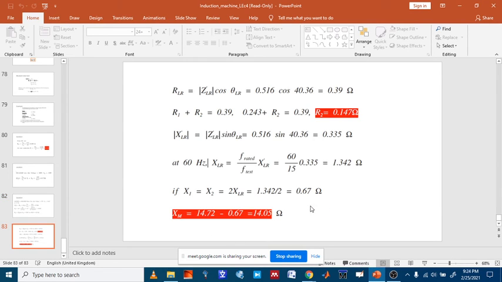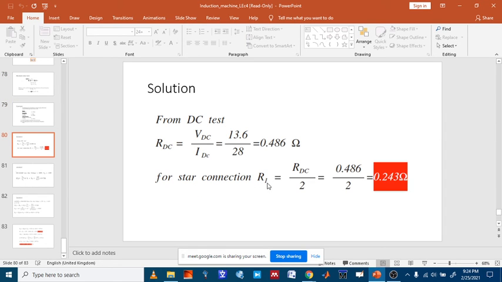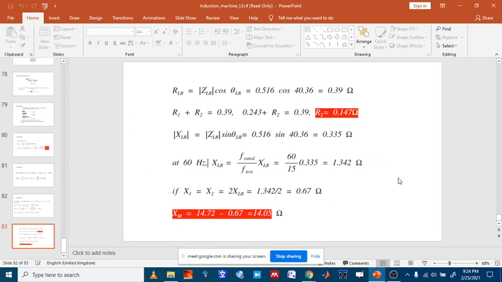Bear in mind that RLR is equal to R1 plus R2, which is equal to 0.39. We were able to calculate R1 from the DC test. The DC test calculated R1 to be RDC over 2, given as 0.43. So we know R1 already. We now know the RLR, so do the necessary substitution by making R2 the subject, and you get R2 to be 0.143.